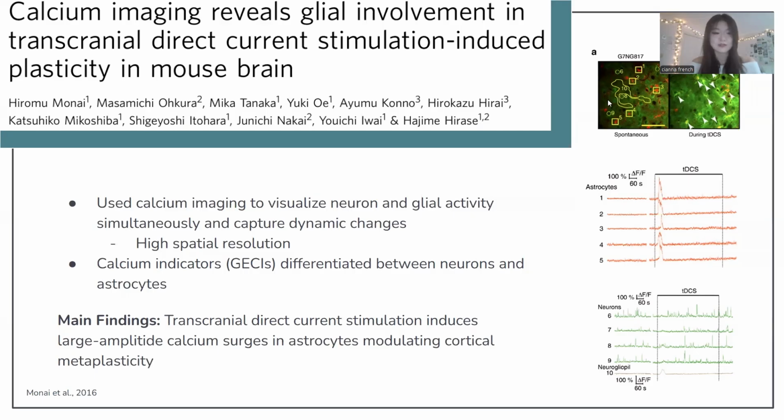This image right here is basically showing the activity from the 2-photon image in the spontaneous trial and the trial using the tDCS. To differentiate between neurons and astrocytes, they used genetically encoded calcium indicators, which showed large synchronized calcium signals in the astrocytes, which you can see here, the synchronization, whereas the neurons had very little change, and there's no synchronization. And this leads us to the finding that the synchronization is a key mechanism for the transcranial direct current stimulation-induced metaplasticity.